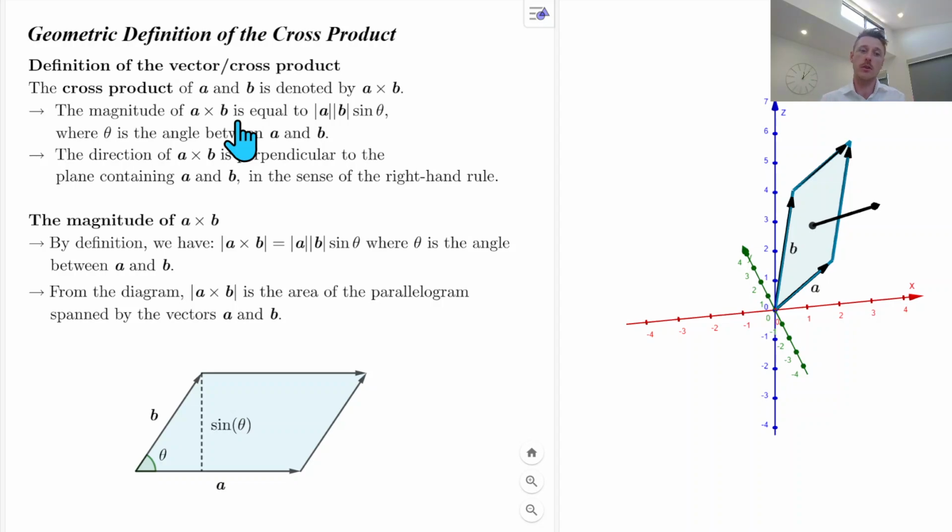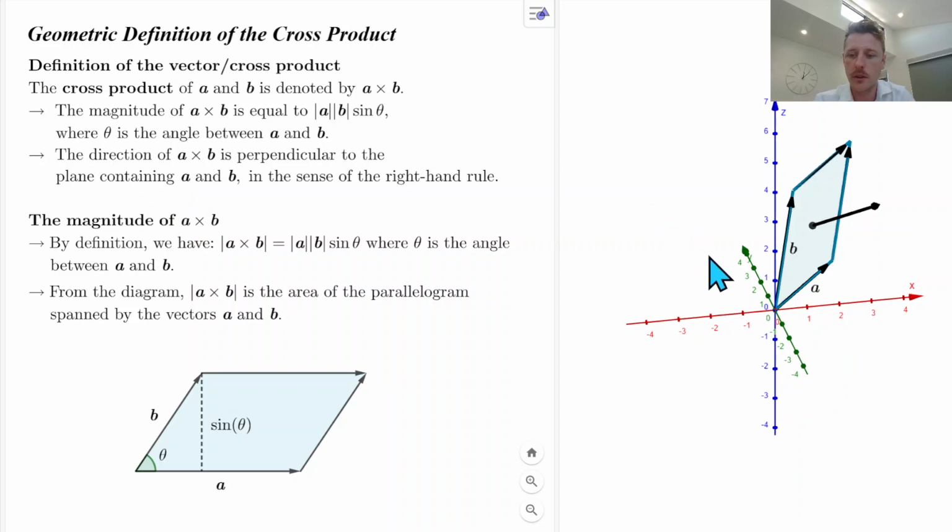And the magnitude of A cross B, so how long? Firstly, the cross product is a vector. So it's an operation you apply to two vectors and you get a vector as your result. And what we're talking about is the magnitude of that vector. The magnitude of that vector is the magnitude of vector A multiplied by the magnitude of vector B multiplied by sine of the angle between them. So theta is the angle between vectors A and B. Okay, the direction of A cross B is perpendicular to the plane containing A and B in the sense of the right-hand rule. We'll talk about that in a moment.